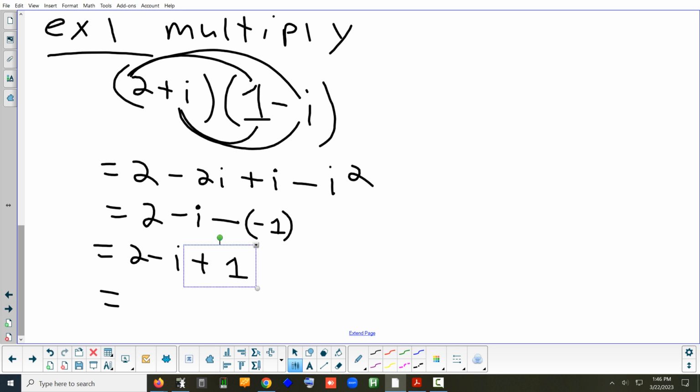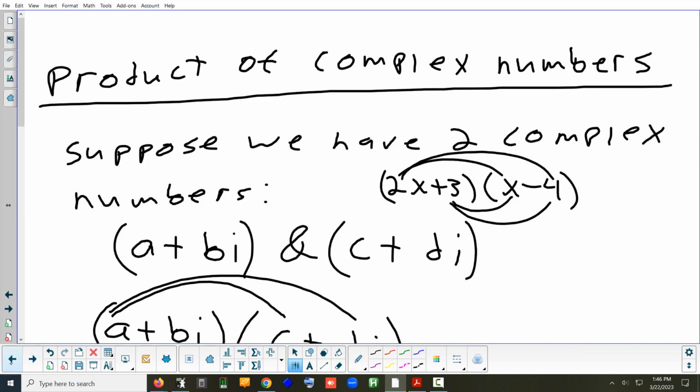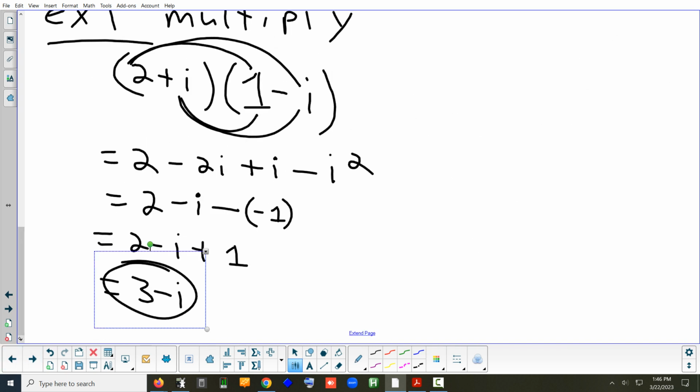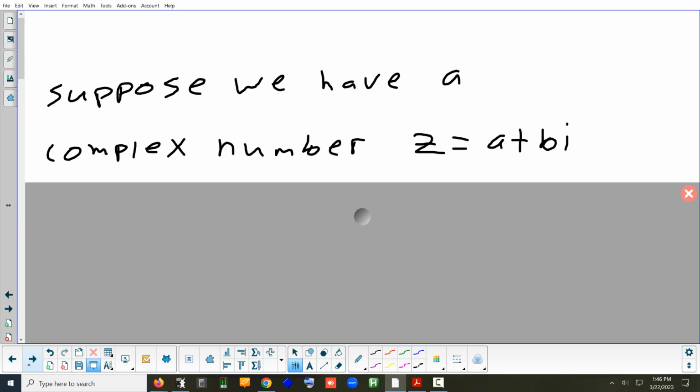Jenna, what's 2 plus 1 give me? 3. So that is the final answer. The real part's 3. Imaginary part, negative 1i. Questions on that one? Right, let's try one more of those, and then I think we'll finish up with division.